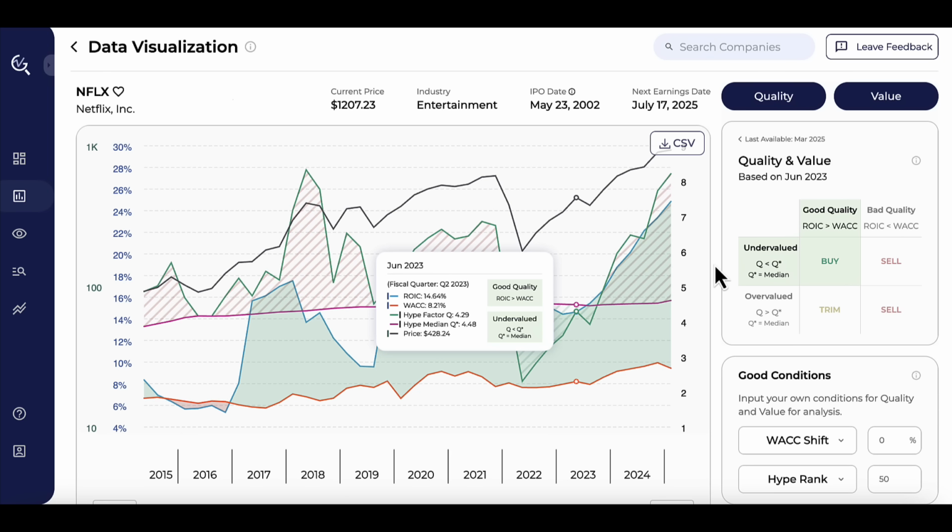But the point here is just to use the trading quadrant as a first pass, as a starting point to say, is this a high quality business? Is it in bubble territory? Or is it at a reasonable historical price?